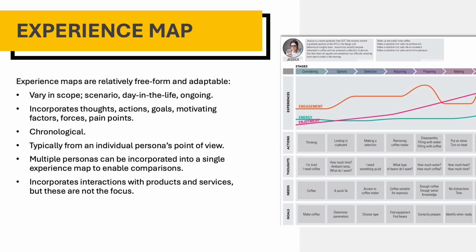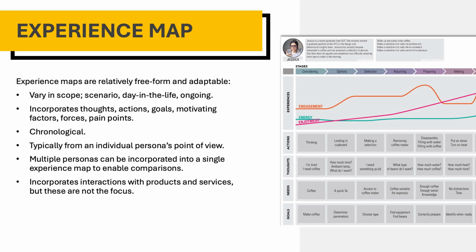Experience maps can incorporate the thoughts of a user, their actions or behaviors, their goals at different points, things that motivate them at different stages, different forces that are acting on them or their decision making, and of course, pain points in the experience. Each of these are placed on rows and are mapped out chronologically to represent a typical, continuous phenomenal experience over time.